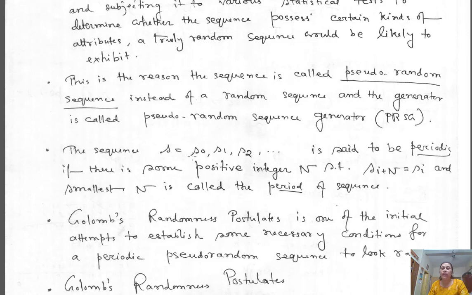Suppose you get a periodic sequence. We already discussed periodic sequences. A sequence S, that is S0, S1, S2, and so on, is said to be periodic if there is some positive integer n such that S(i+n) equals Si. It is repeating. So this is a periodic sequence of length n, and this n is called the period of the sequence.